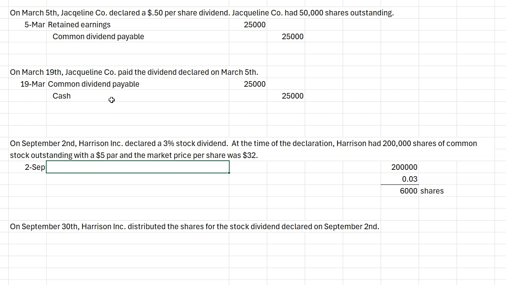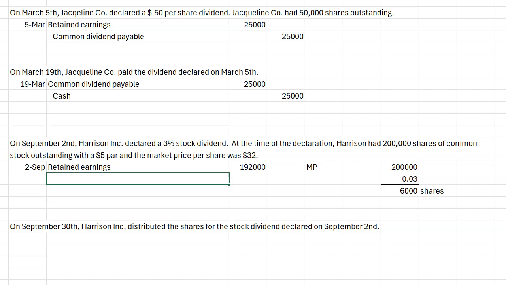So let's just kind of compare and contrast as we do this first one, right? So first thing is retained earnings. That part stays the same as far as debiting retained earnings. Now, one thing that you might want to keep in mind is that retained earnings, whenever we're declaring a stock dividend, will always be valued at market price. And what I mean by that is those 6,000 shares, we're going to have to multiply that by the current market price of the shares. So 6,000 shares at $32 per share on the market right now. That means that it's $192,000 being debited to retained earnings.